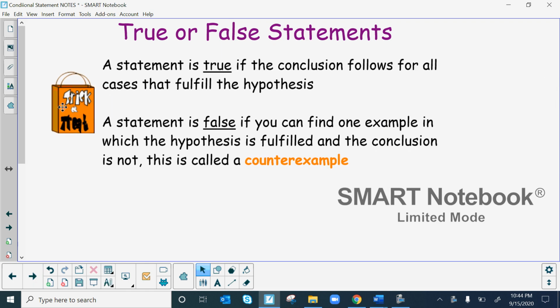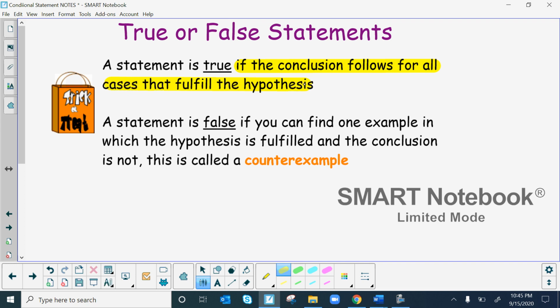If a statement is true, the conclusion follows for all cases that fulfill the hypothesis. So that's going to take place if the statement is true. And I'll show you some examples and you'll understand it better.